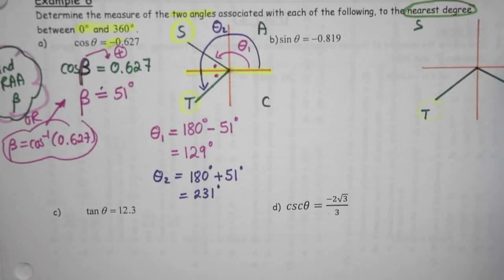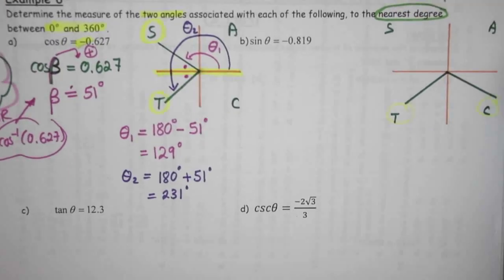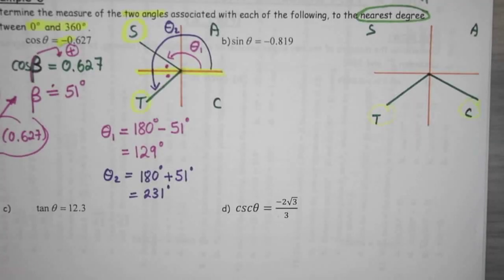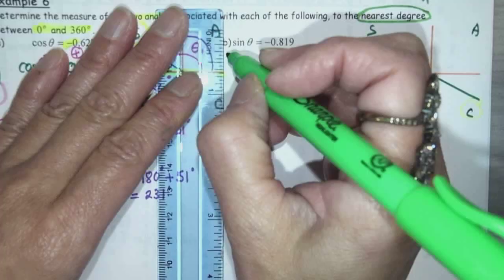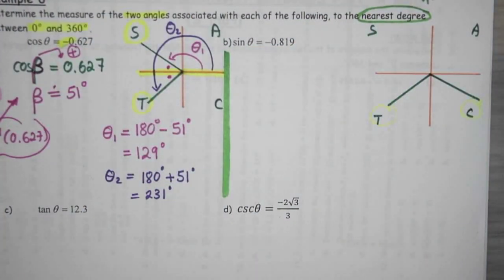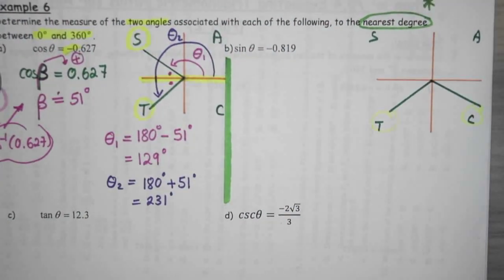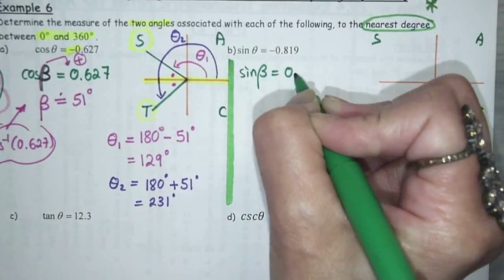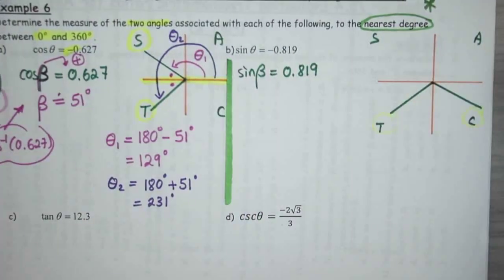Now, let's try it again. We're going to get these 2 in this little bubble over here. Let's do this full one here, and then I'll do a little bubble to summarize. So first thing I'm going to do is find the acute angle. I'm going to rewrite the question: sine beta equals 0.819.